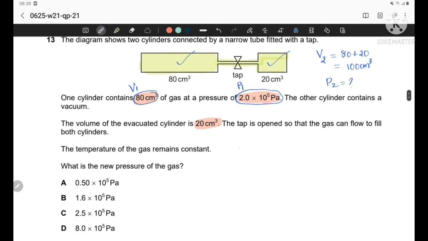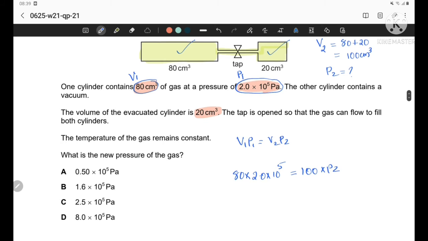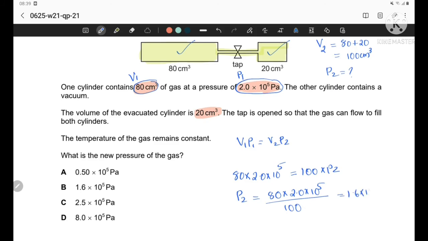So here we can use the equation V1 P1 equals V2 P2. The product of volume and pressure will always be constant. This is the equation of Boyle's law, and this is a very important equation not only for multiple choice questions. In order to solve theory questions also you need this relation. Here we have the values V1, P1 and V2. We can substitute that. V1 is 80 times P1, which is 2 times 10 to the power 5, equal to V2, which is 100 times P2. To calculate P2, we make P2 the subject. So P2 is equal to 80 times 2 times 10 to the power 5 over 100, and the answer is 1.6 times 10 to the power 5 Pascal. Therefore, option B is correct.